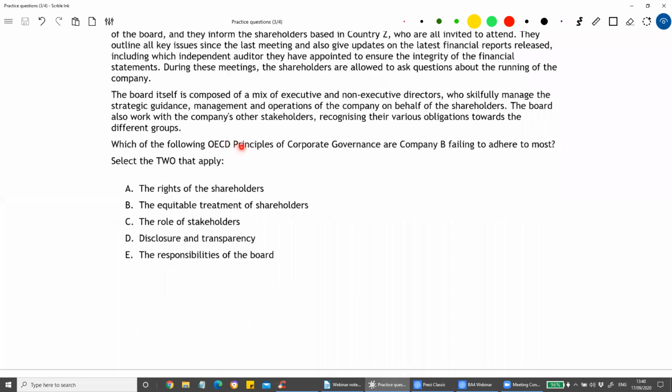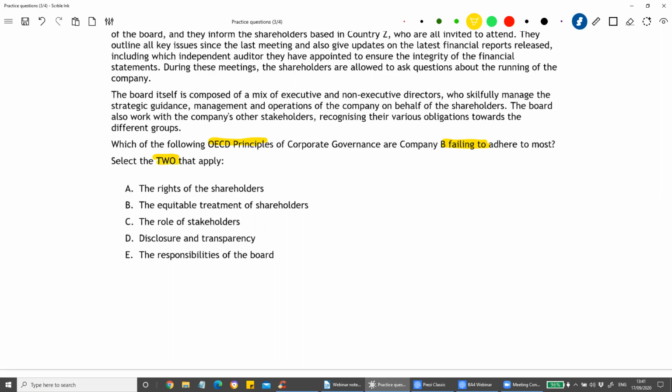Okay. So which of the following OECD principles of corporate governance are company B failing to adhere to most? Okay, so we've got a key term here again. We're looking for the negative. What are company B failing to adhere to? And of course, we're talking about the OECD principles that we've just been through. And we are looking for, once again, a multiple response. We're looking for the two that apply.